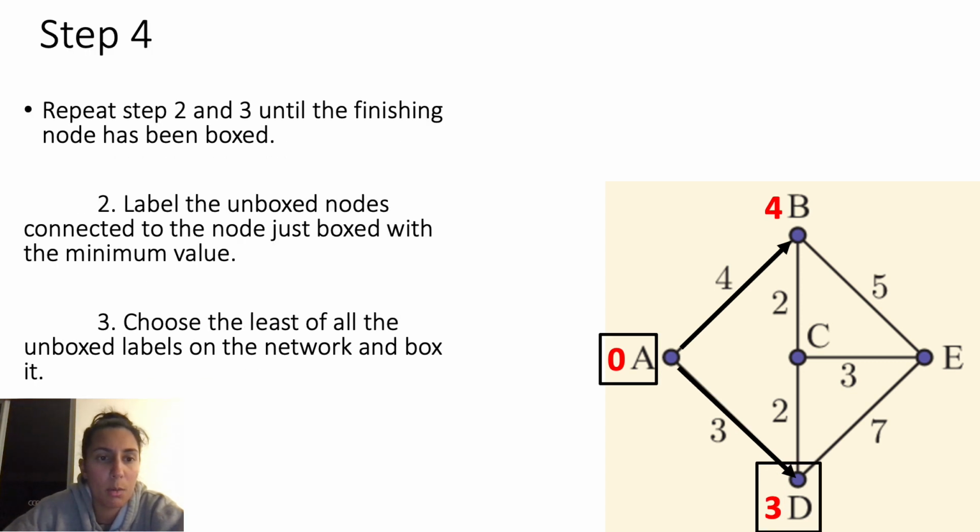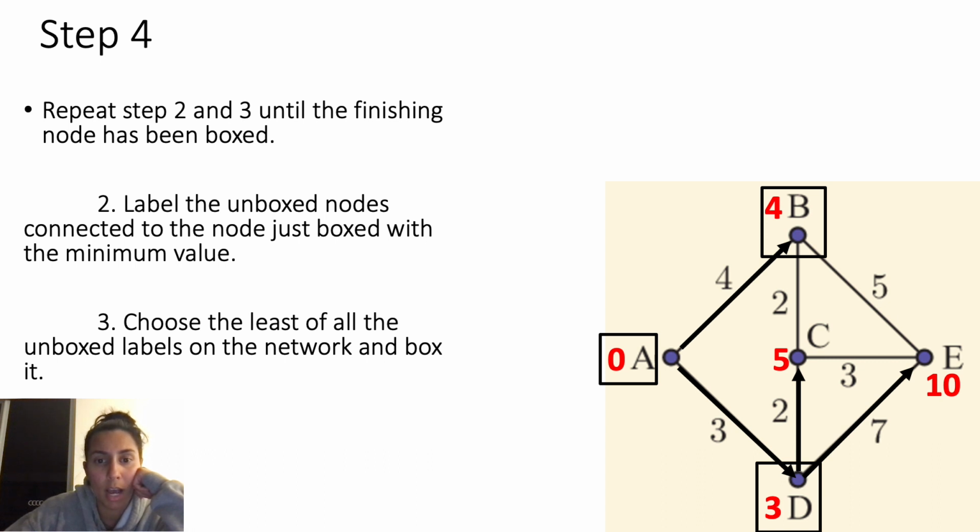Then I just keep repeating these steps until I have all of my labels boxed in the network or until my end node is boxed. So 3 is boxed. I have 2 edges coming off of D. So I have 3 plus 2, which would be 5, or I have 3 plus 7, which would be 10. Now I have 3 unboxed nodes here, and I'm going to pick the minimum one, which is 4.